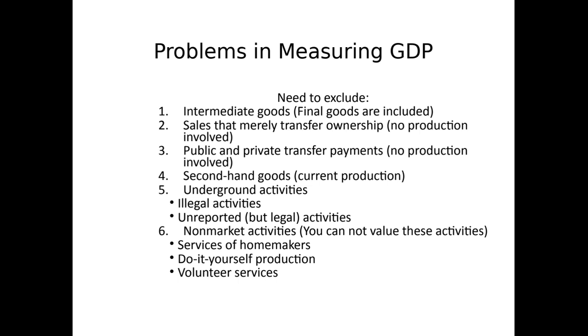Number one, intermediate goods, because that is the definition. The definition says final goods are included only, not intermediate goods. Sales that merely transfer ownership. If you are simply transferring the ownership of anything, you are not producing anything. GDP has to do with the total production of the country. So that will not be included as well.